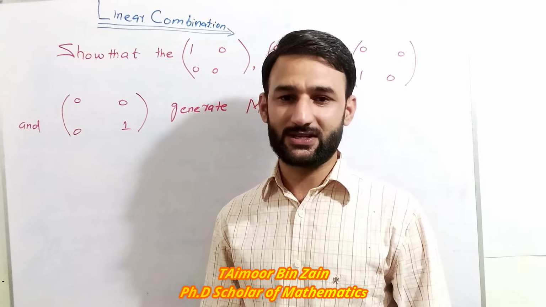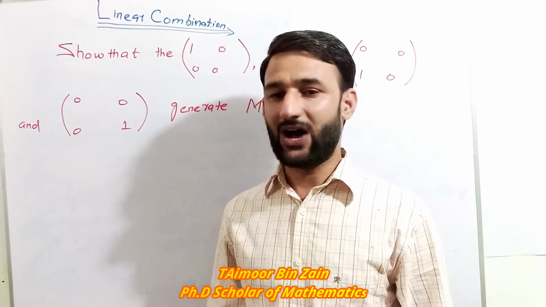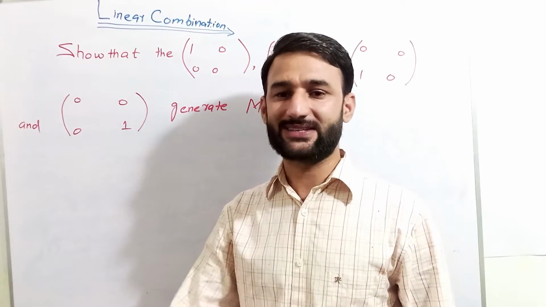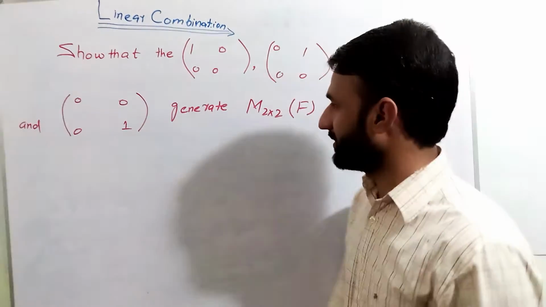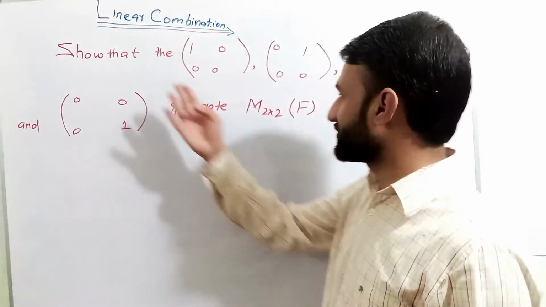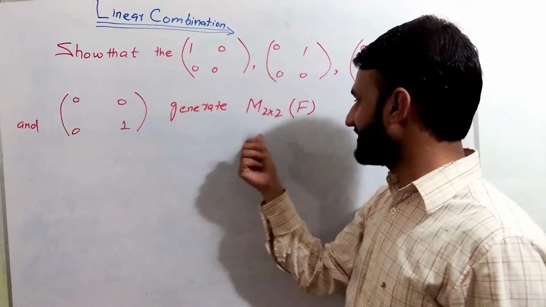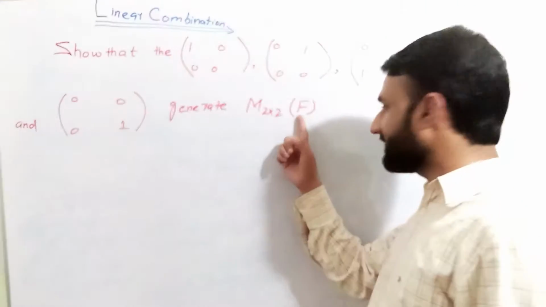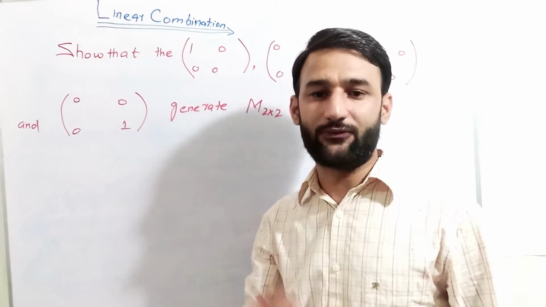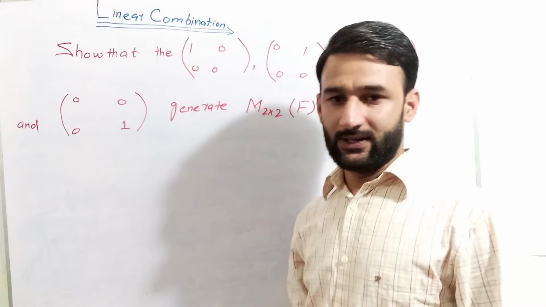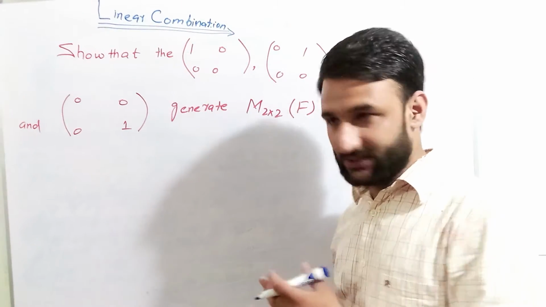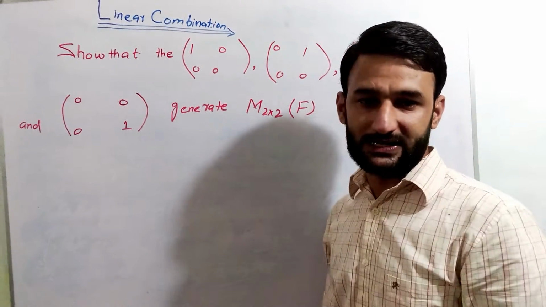Today I'm going to discuss the linear combination, example 3: how the matrix generates a space. For example, you have a 2 cross 2 matrix. The example is to show that these matrices generate the M2 cross 2 matrix space. F is basically the vector field. Let's start and check whether it generates the M2 cross 2 matrix space or not.